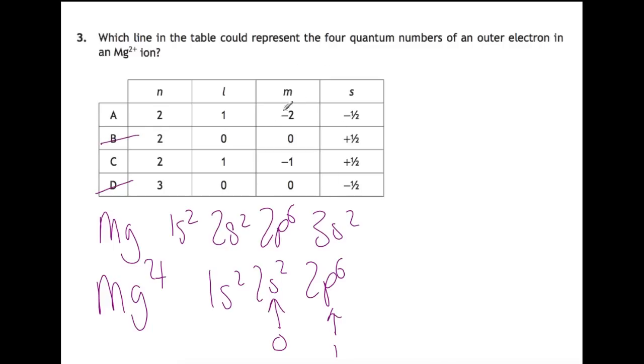The next value, M, is the directions that the orbitals take. And this goes from -L up to +L. So for us having an L of 1, we can have -1, 0 or +1. A is -2, we can't have that, so A is not the answer. S can always be a +0.5 or -0.5, so C is our answer to this question.